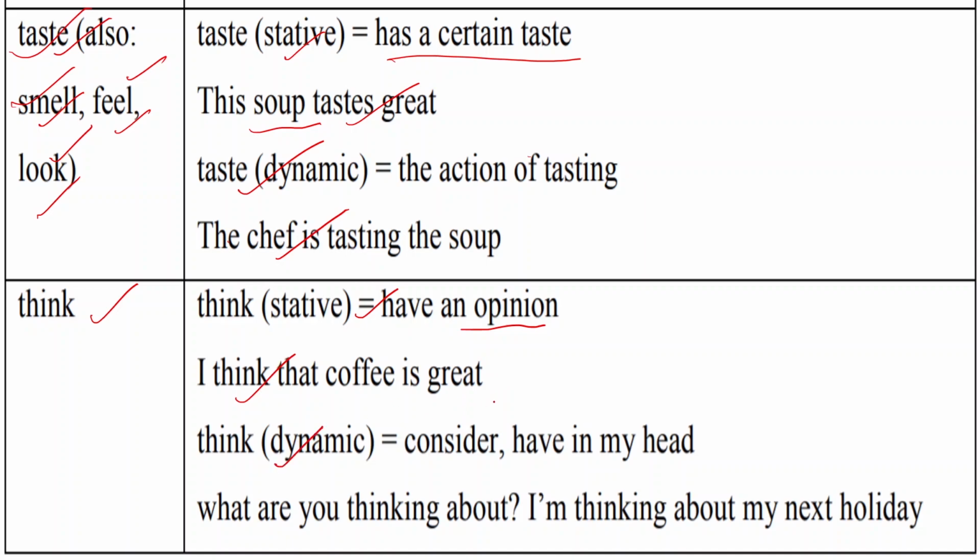In dynamic sense, we can use it in the sense of consider or have in my head. What are you thinking about? Here, are you thinking progressive form? What are you thinking about? I am thinking about my next holiday. Like consider. I am considering my next trip. Here, consider or think. They are used in dynamic sense or in the action form of the verb.